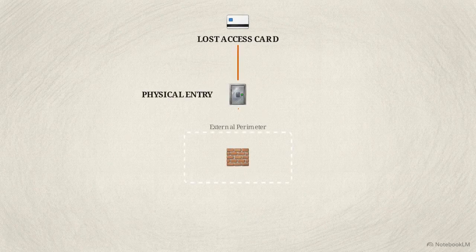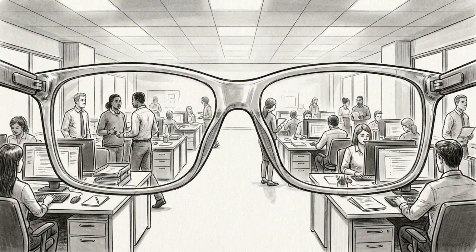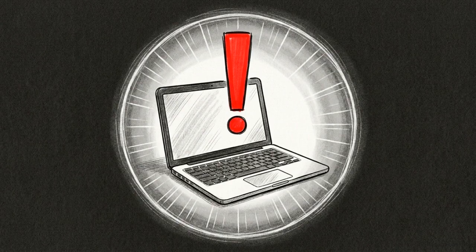This chart shows how these physical triggers translate to digital risk. A lost access card grants physical entry into the building, which bypasses all our external firewalls, giving an intruder a direct path to unauthorized local network access. Actively scanning your environment to spot these anomalies is the mandatory prerequisite. You have to recognize the trigger before you can initiate any defensive action.